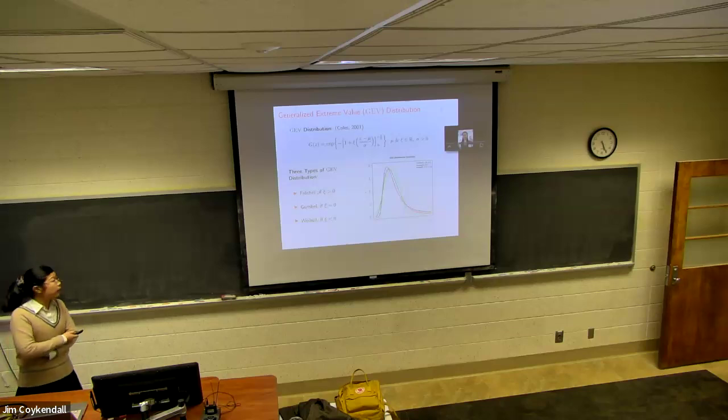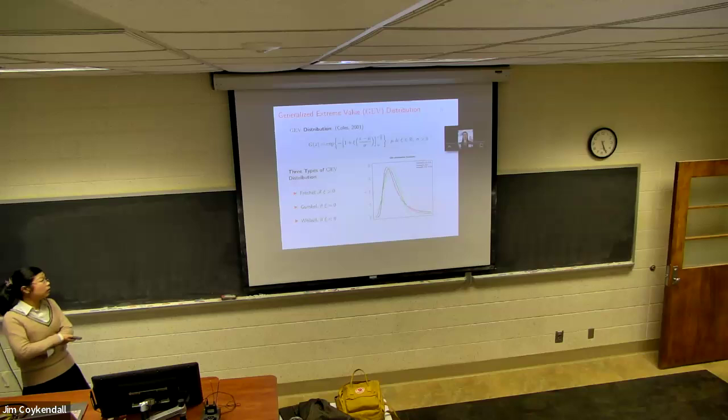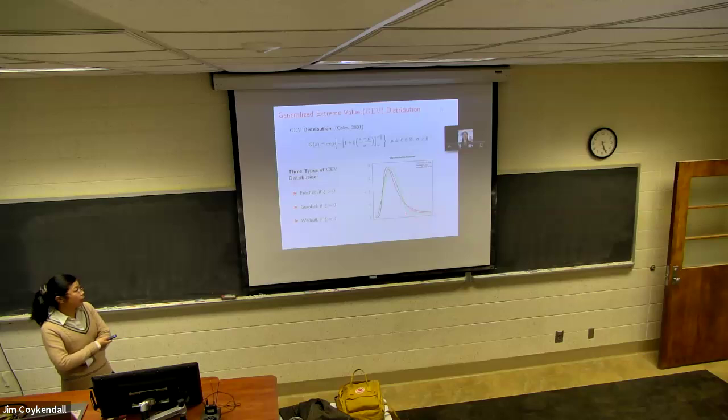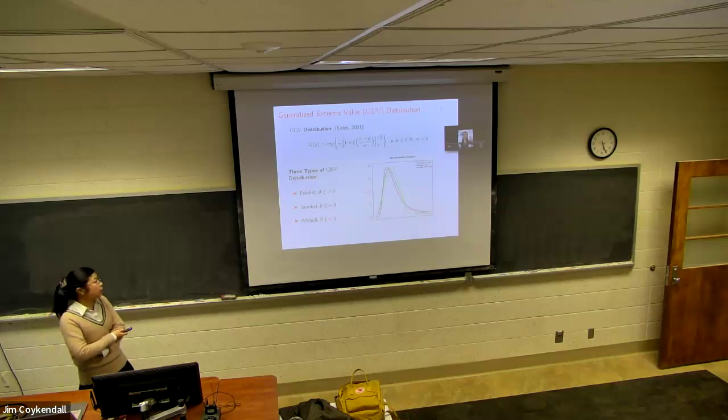So if Kasi is bigger than 0, it ends up with a Fréchet distribution, which means the upper tail is quite heavy, which is the black one in here. If Kasi is 0, which is a Gumbel distribution, it tells you the upper tail decays exponentially. And if it's less than 0, it tells us the maximum events you study have a finite upper end in here, which can be seen in the green lines.